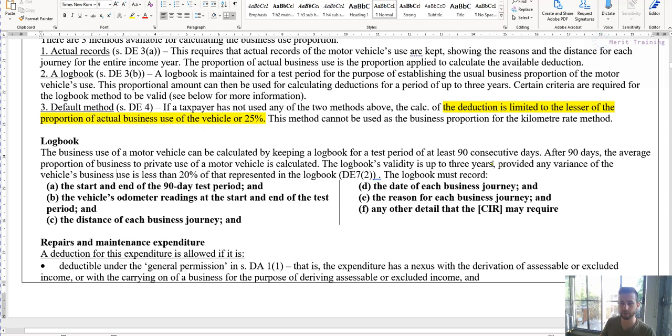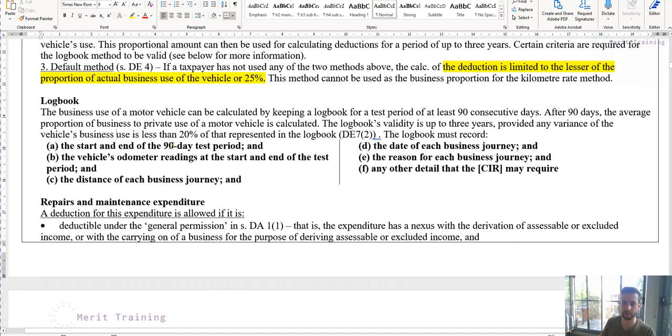So these are the key things that the logbook must record. It must record the start and end of the test period, the odometer readings at the start and end, the distance of each journey, the date of each journey, the reason for the journey, and any other detail that you may be required.